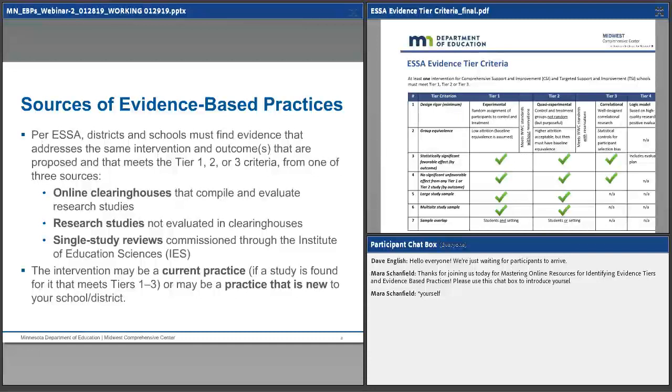So the first question is, where do we find evidence-based practices, right? Somebody says, okay, you have to find some evidence-based practices that you're going to use. So what does that mean? Well, basically, you can go into one of 3 sources.